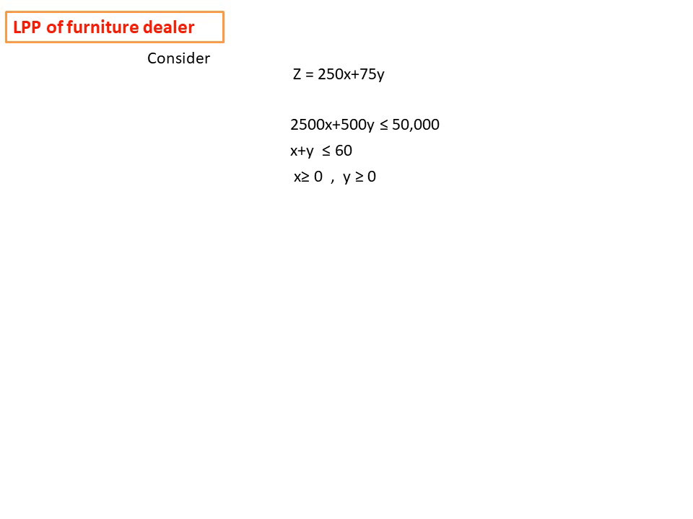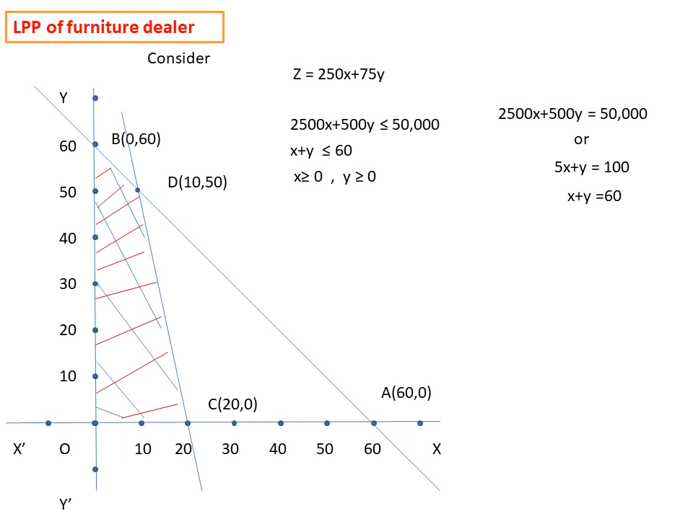Non-negative constraint, it is a tradition, we have to write x is more than or equal to 0, y is more than or equal to 0. Now this can be written as 5x plus y equal to 100 and x plus y equal to 60. So you can cancel the common thing, so that graph will be easy. So now you draw the graph. I have shown the graph now directly.